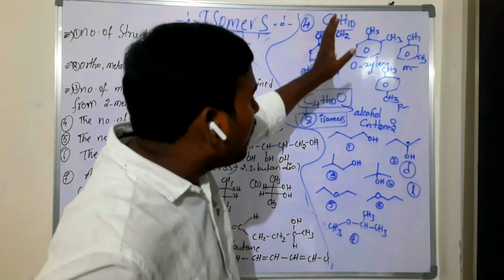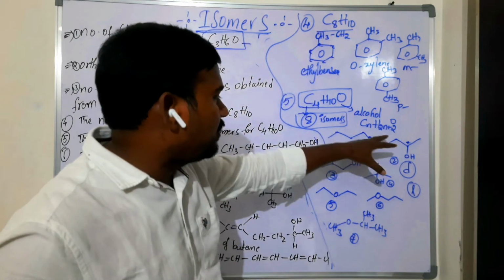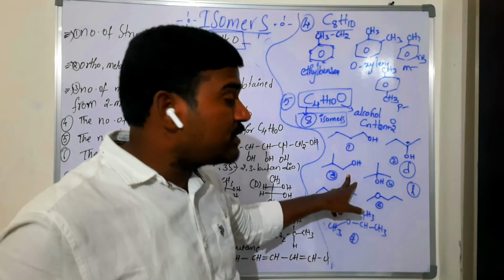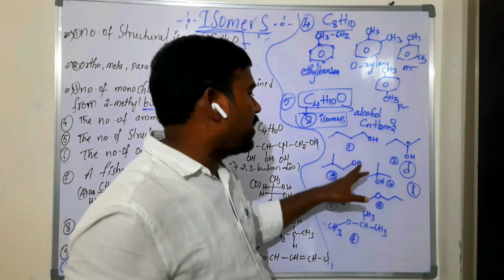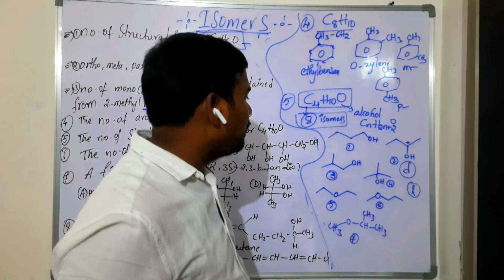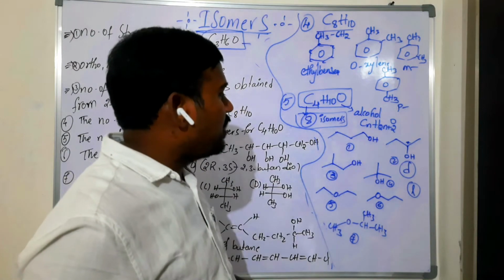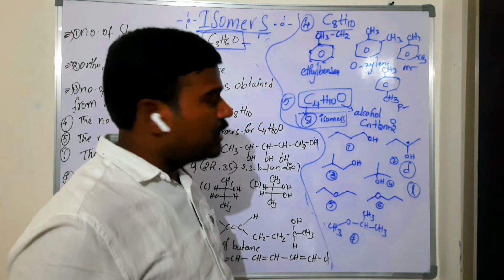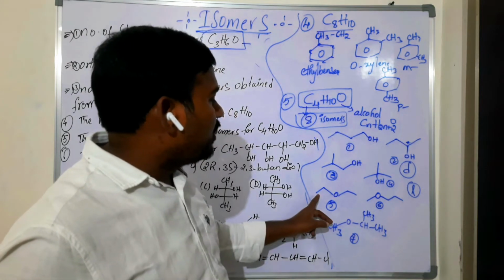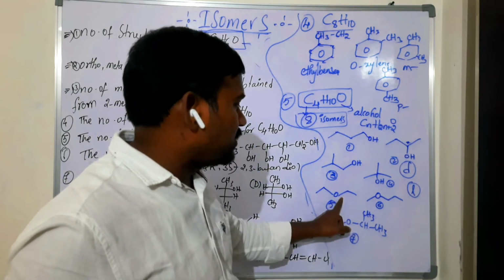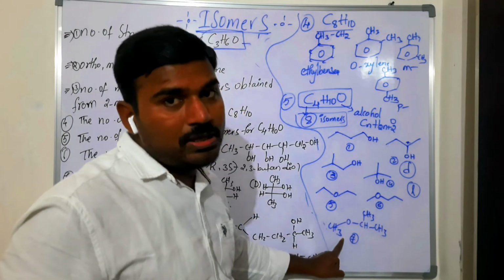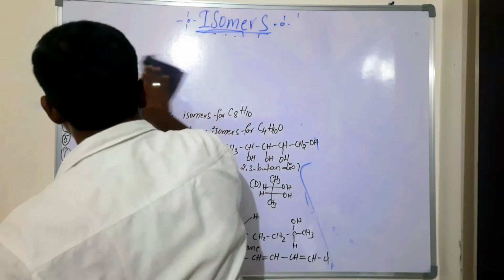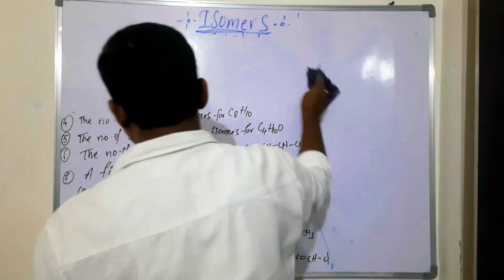Now you see here, how many alcoholic isomers are there? 4 alcoholic isomers. How many primary alcoholic isomers are there? This is primary alcohol. This is also primary alcohol. So 2 primary alcohols, 1 secondary alcohol, and 1 tertiary alcohol. Now how many ethers are there? 3 ethers: 1, 2, 3. 3 ether isomers, 4 alcoholic isomers. Is that clear?